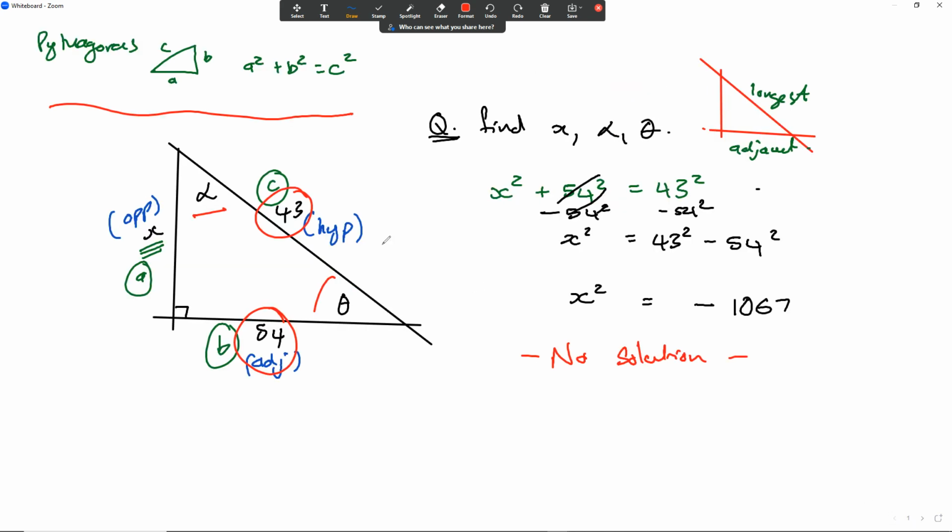Okay, so this question here, if you picked it up, it was the fact that this length over here was shorter than the others. Now, based on this, let's see if we can go through another question and try and solve the triangle completely.